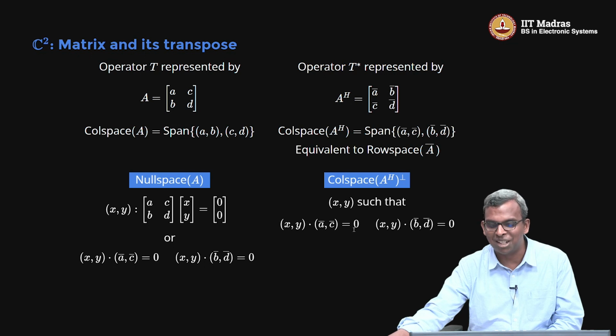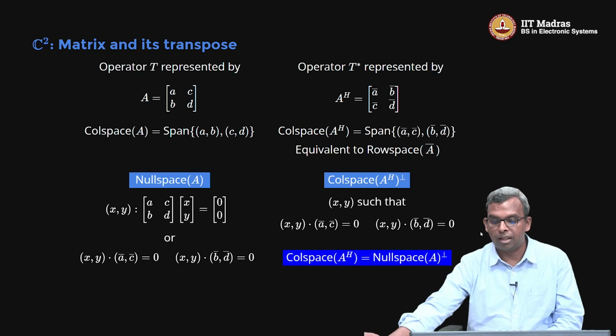So the conjugation is here. I want x y to be dot product with A bar C bar to be 0, and dot product with B bar D bar to be 0. So you have that already. So these two end up being the same. So here also you get this equality.